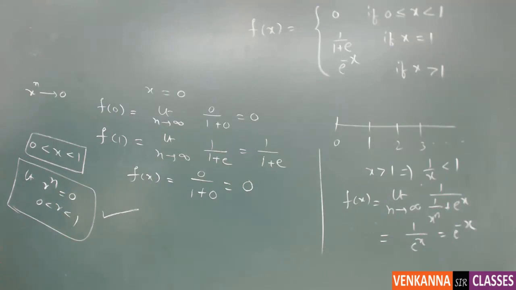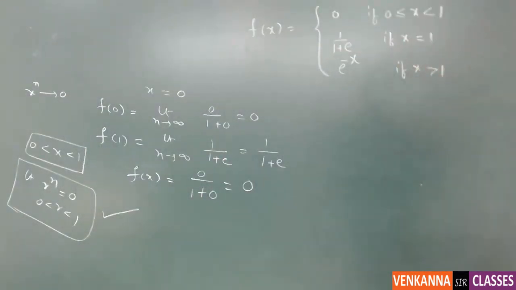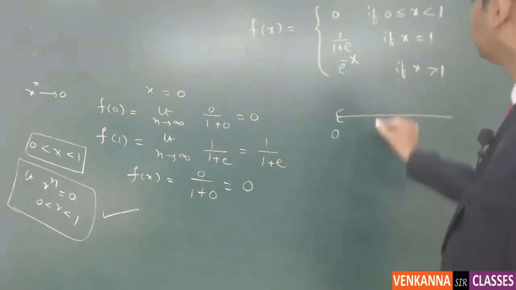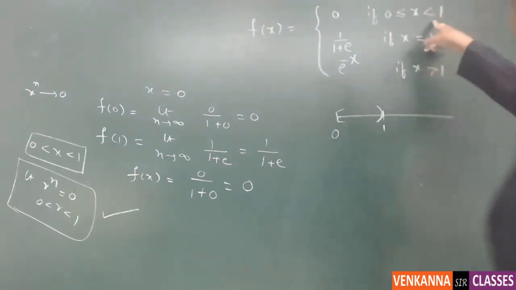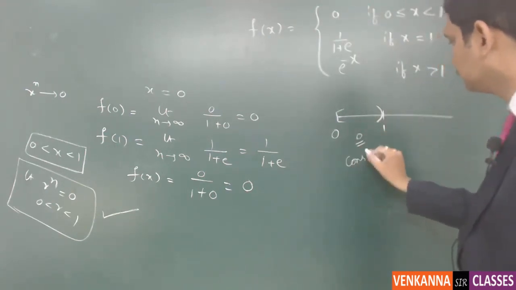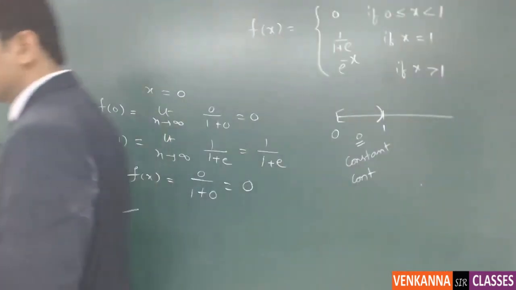Please check. Yes or no? Right. Now, here the answer comes. If you take the real line from 0 onwards, this is 1, up to this part, excluding 1, the function value is nothing but 0, which is a constant function. So it is continuous. Any questions?